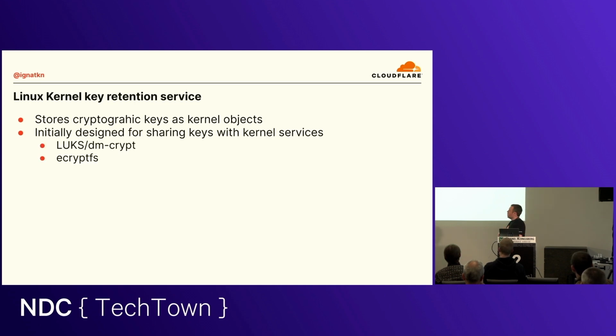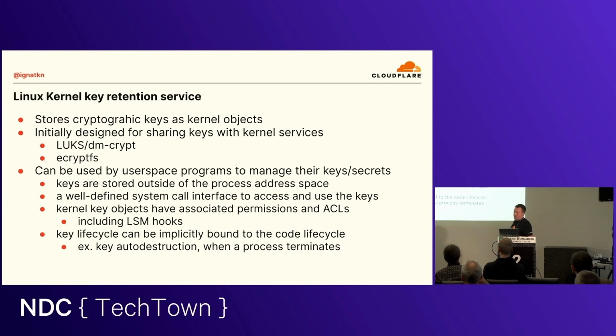Initially, it was designed as a sharing mechanism, so user space can share keys with kernel services which need access to cryptographic material, for example, disk encryption or eCryptfs. But it was later extended to be used by user space programs to manage their keys or secrets. The advantages are similar to the agent model: keys are stored outside of the process address space, and you have a well-defined system call interface to access and use the keys.